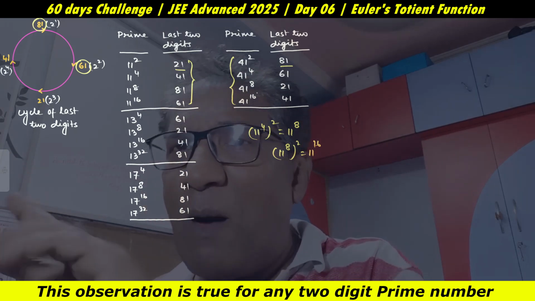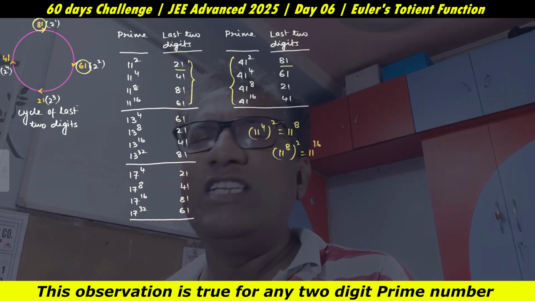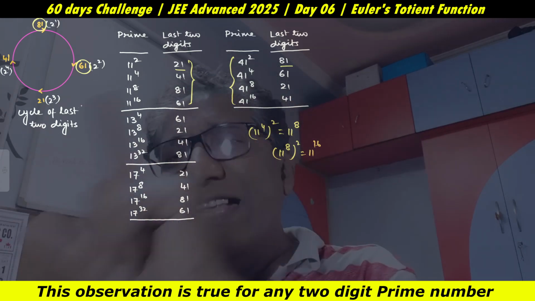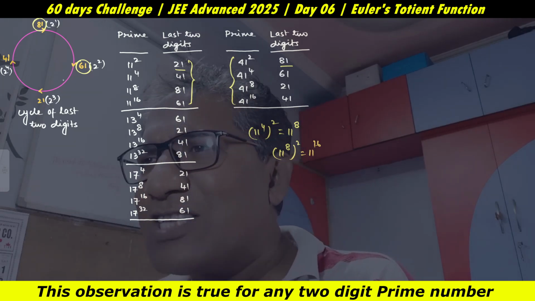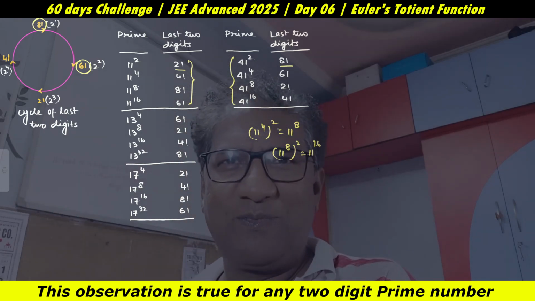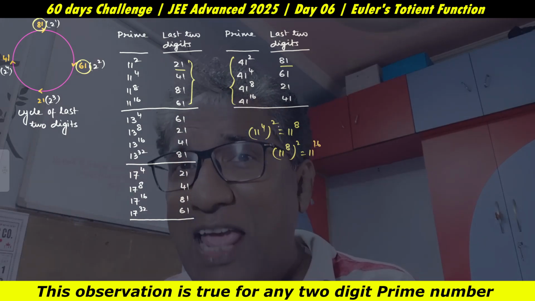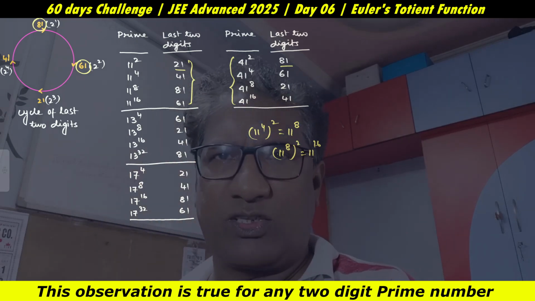Again you raise its power to 2. So 41 to the power 8, the last 2 digits will be 21. Again you raise its power to 2. That is 41 to the power 16. The last 2 digits will be 41. And this cycle goes on repeatedly. Getting my point? This is a very important concept you must remember, and it is true for all primes.